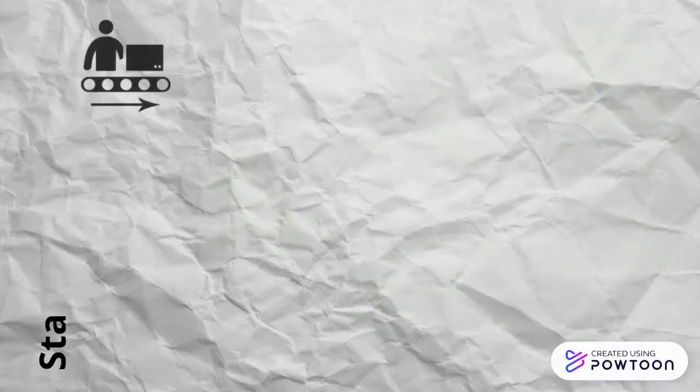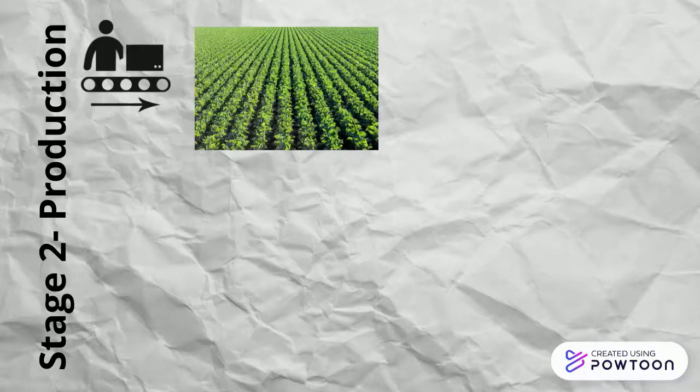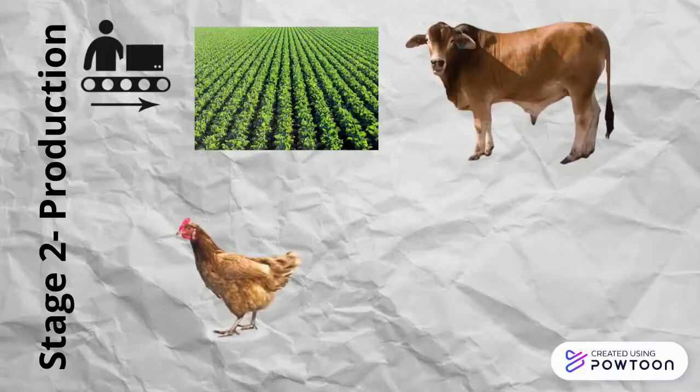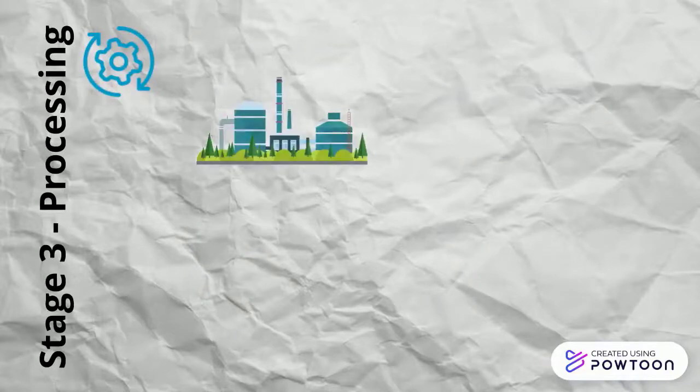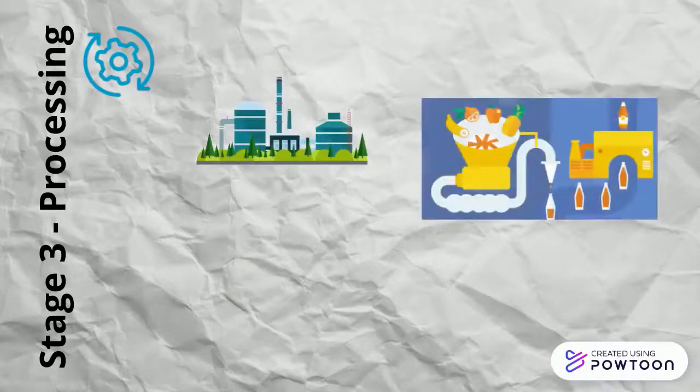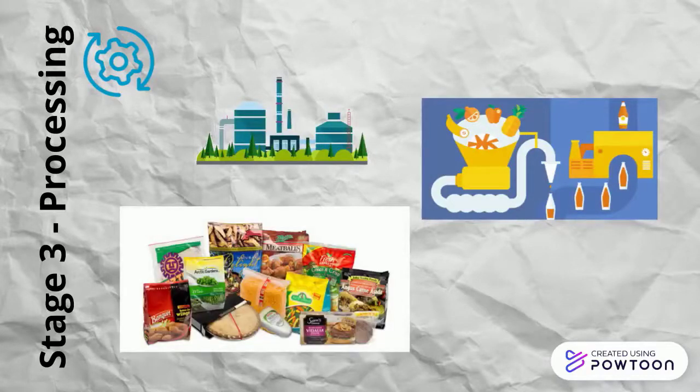Stage 2. Production. This stage includes all of the activities involved in the production of raw food materials. In particular, crop production, beef cattle, poultry, and hog and milk production. The customers for these firms are food manufacturers. Stage 3. Processing. This sector is composed of food manufacturing, soft drinks producers, brewers, wineries and packaged food companies.